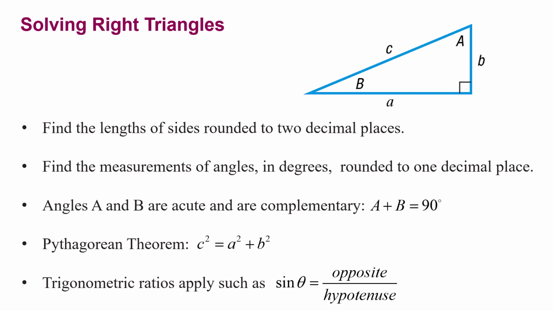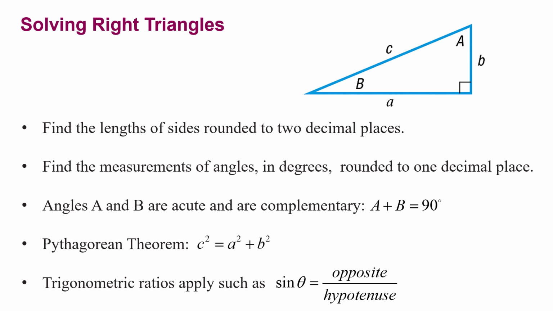We express the lengths of the sides rounded to 2 decimal places and angle measures in degrees rounded to 1 decimal place. Make sure that your calculator's in degree mode when you start doing this work. To help with the process of solving right triangles, recall that angles A and B are acute and are complementary. That is, angle A plus angle B equals 90 degrees. Also, we can use the Pythagorean theorem, which says the square of the hypotenuse equals the sum of the squares of the legs. We write this as c squared equals a squared plus b squared.